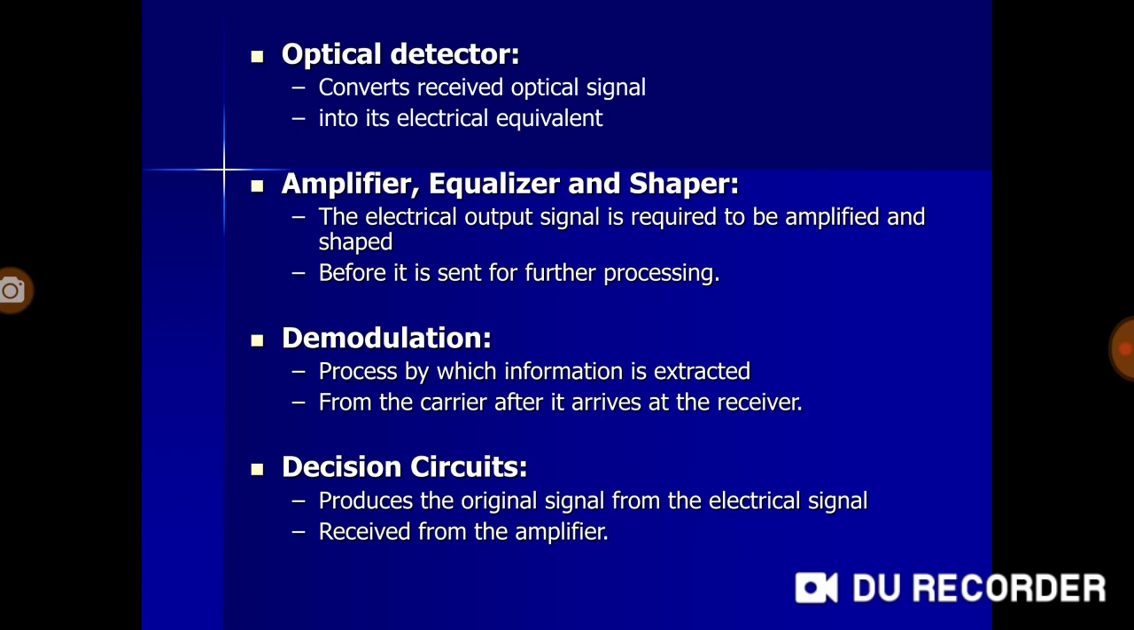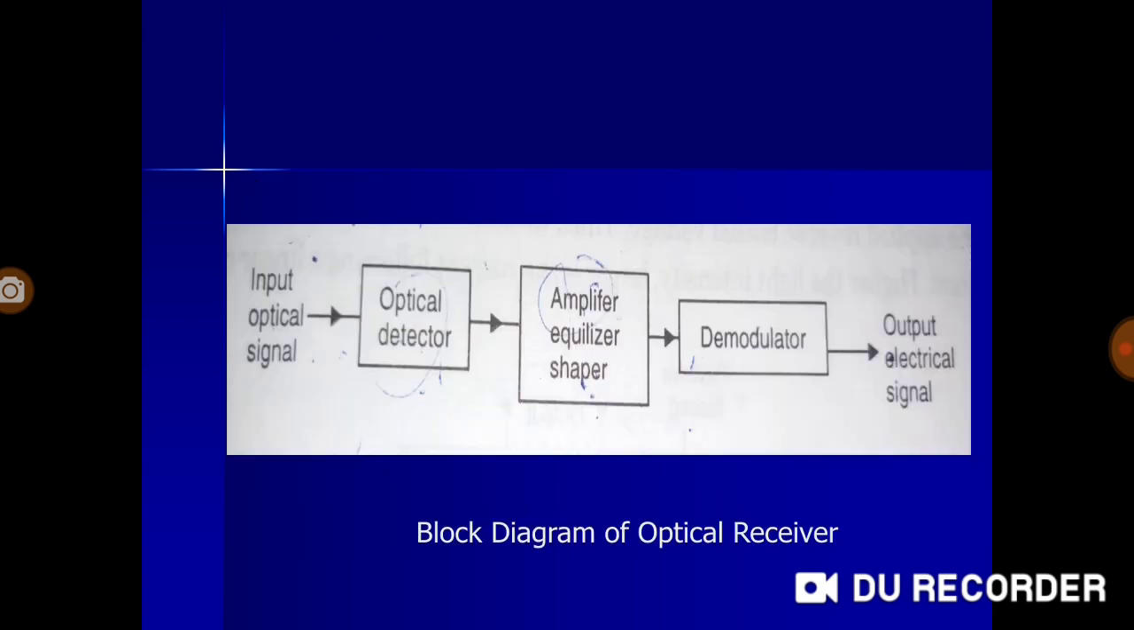Just take a look at each of the blocks now, the functional elements there. First one was the optical detector. Now, what is the function of the optical detector? It converts the received optical signal into electrical equivalent. Next comes the amplifier, equalizer and shaper.